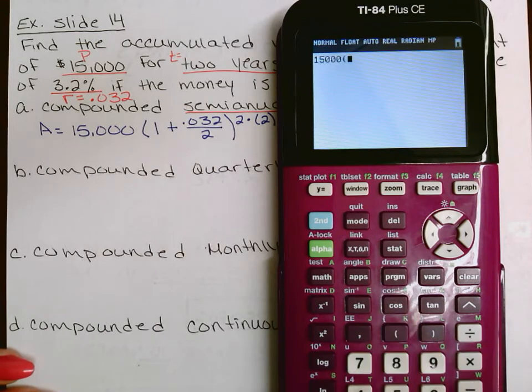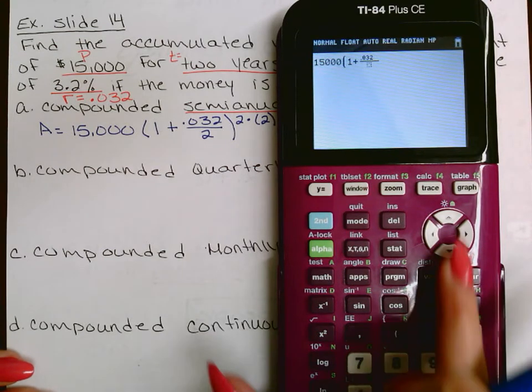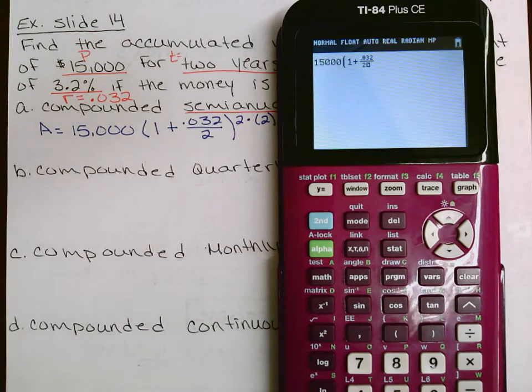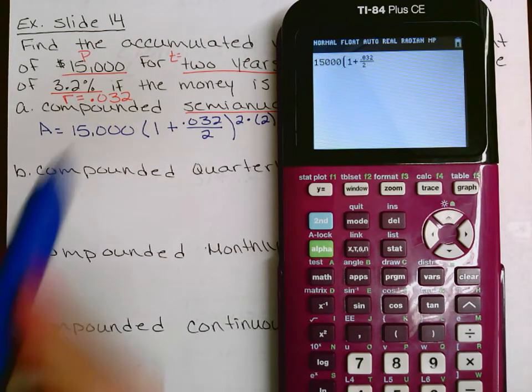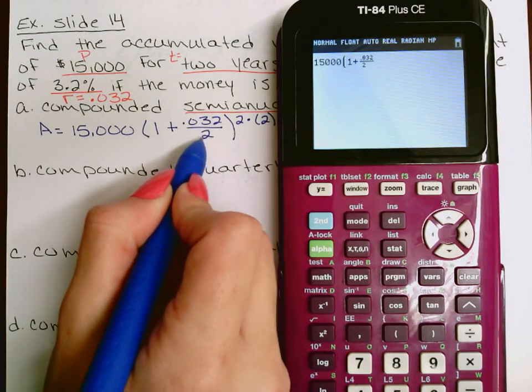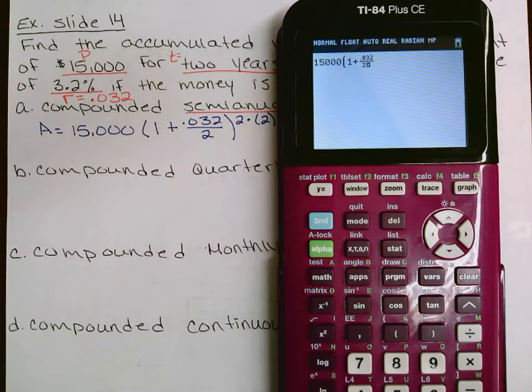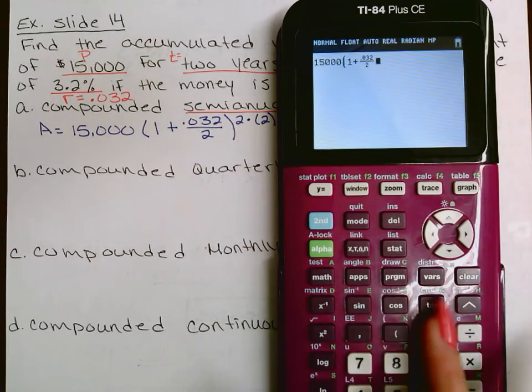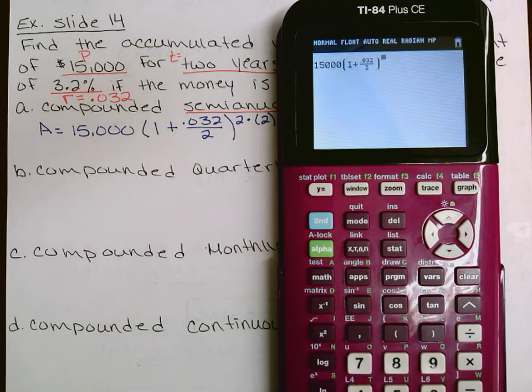15,000 times 1 plus, all right, here we go, 0.032 over 2. If you don't have this calculator and you cannot put that fraction in there, you need to write this portion, this 0.032 divided by 2, in a whole new set of parentheses with a division sign in between. Okay? Be careful with that. Close parentheses, and then an exponent of 2 times 2.